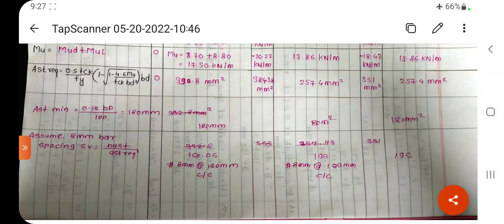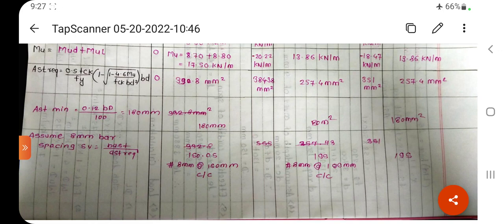So now, how to calculate the AST? We have the formula: AST required is equal to 0.5 fck upon fy into bracket 1 minus under root of 1 minus 4.6 Mu upon fck bd square into bd.